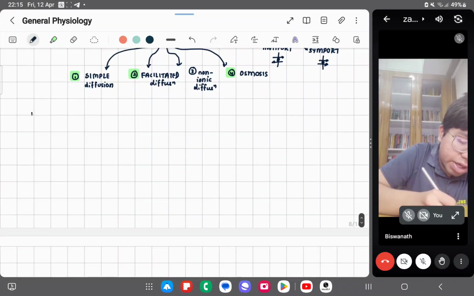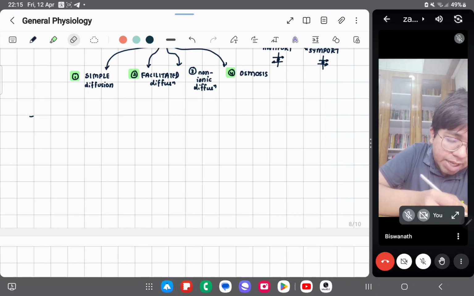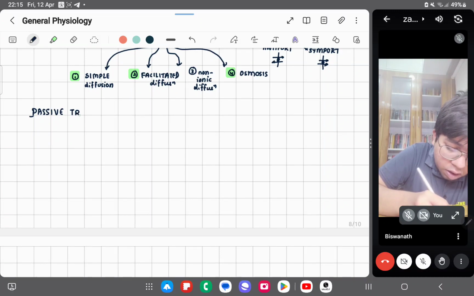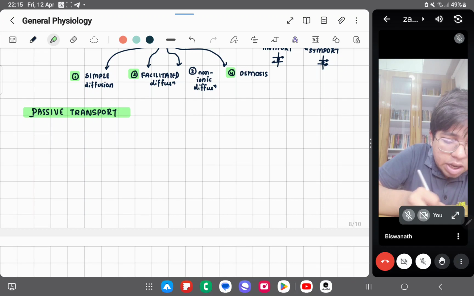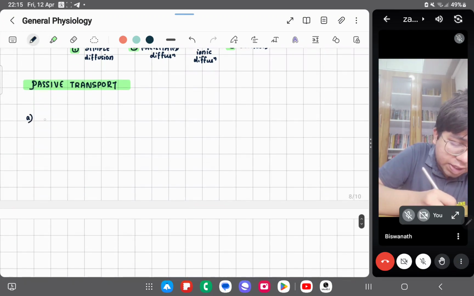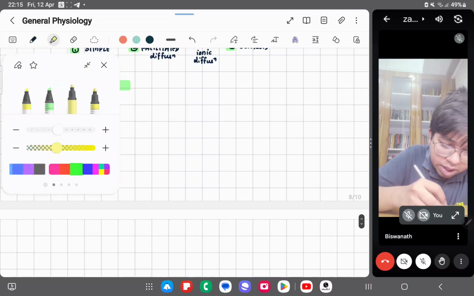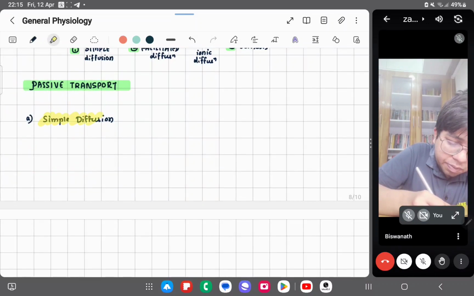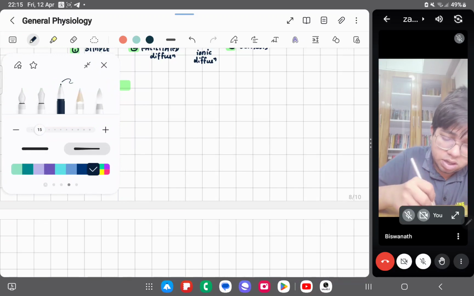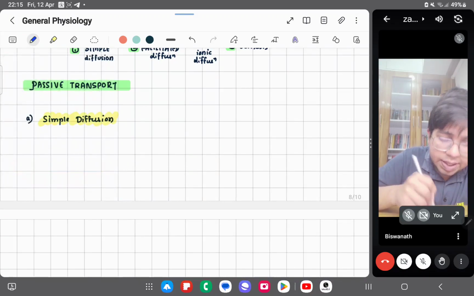We'll start with the passive transport. And in passive transport, we'll first discuss the simple diffusion, right? Simple diffusion. We'll write the salient points as well.